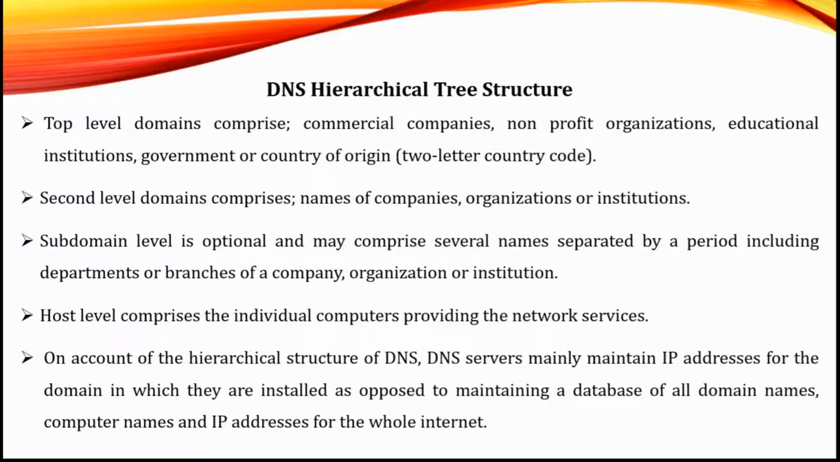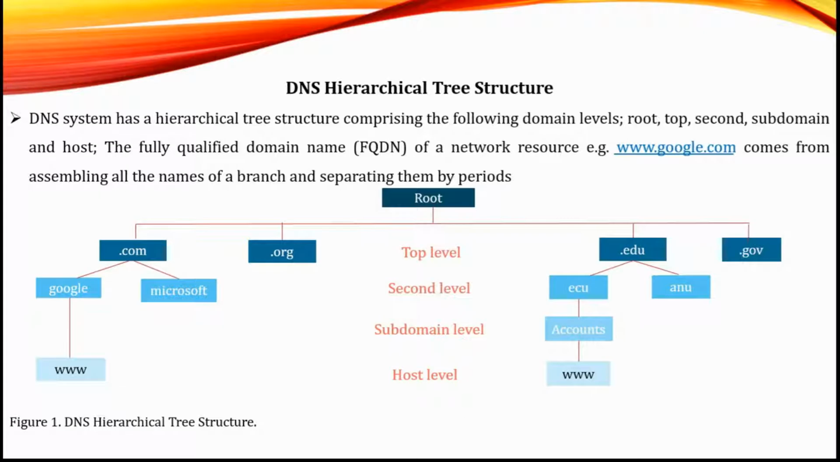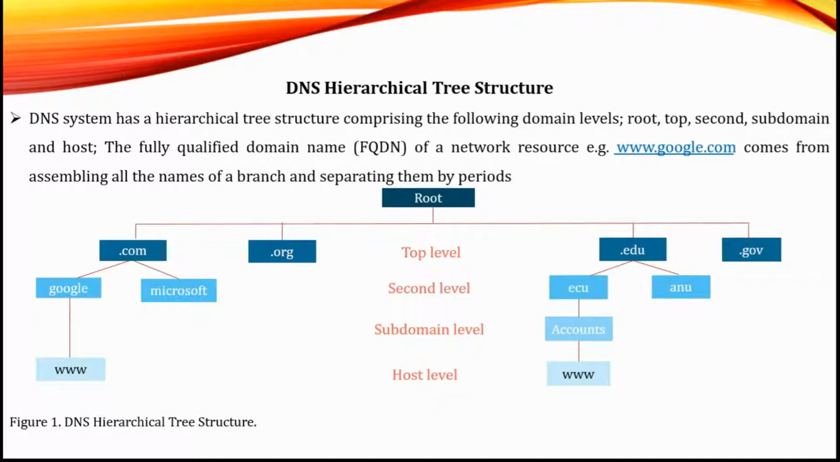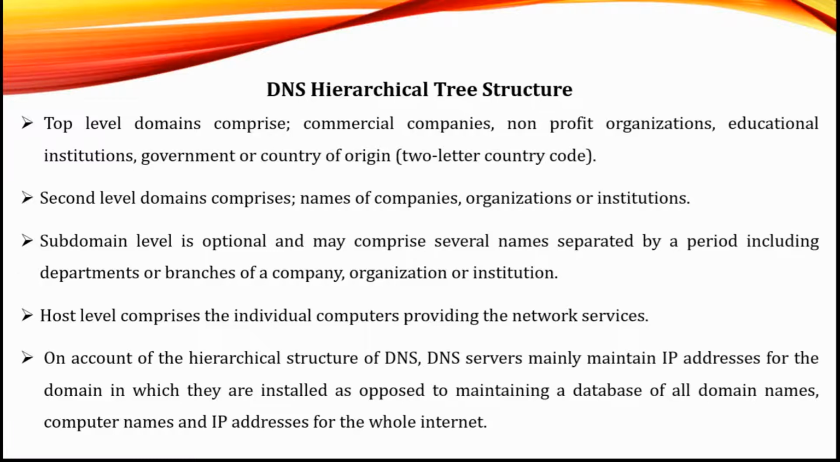Then we have the subdomain level, which is optional and may comprise several names separated by a period, including departments or branches of a company, organization, or institution. In our case, we give an example of the accounts department under ECU. Then the host level, which comprises the individual computers providing the network services, which is the www. So, for example, www.google.com comprises the host level, the second level, and the top level domains.